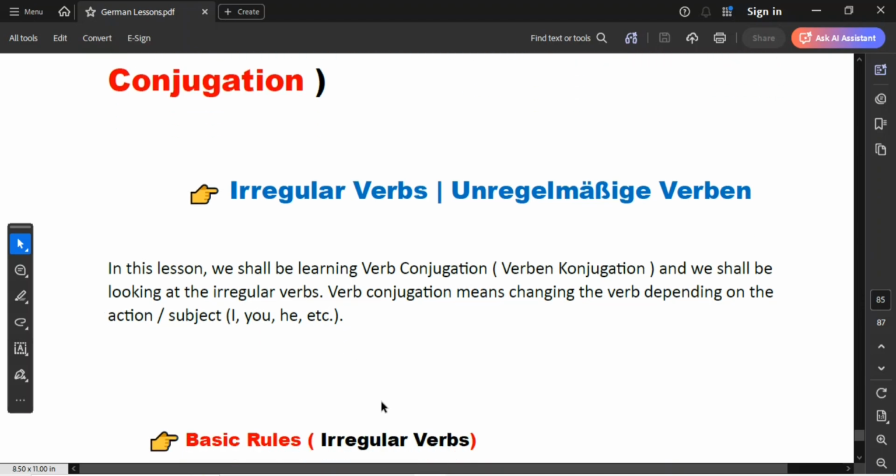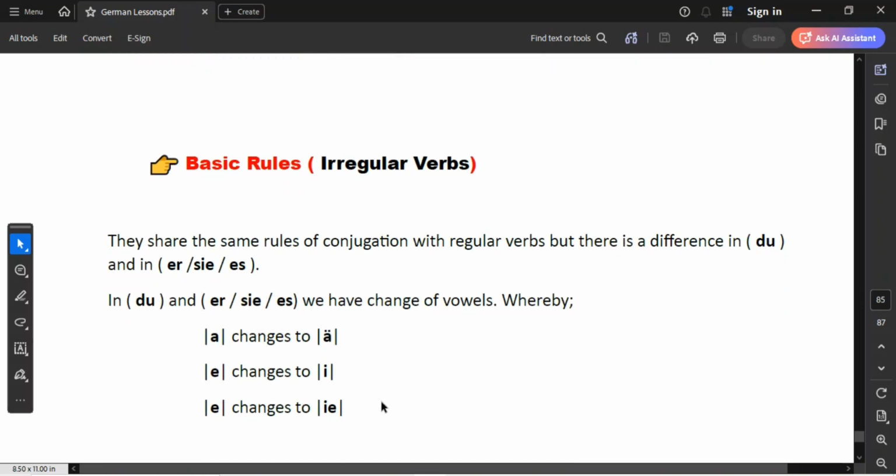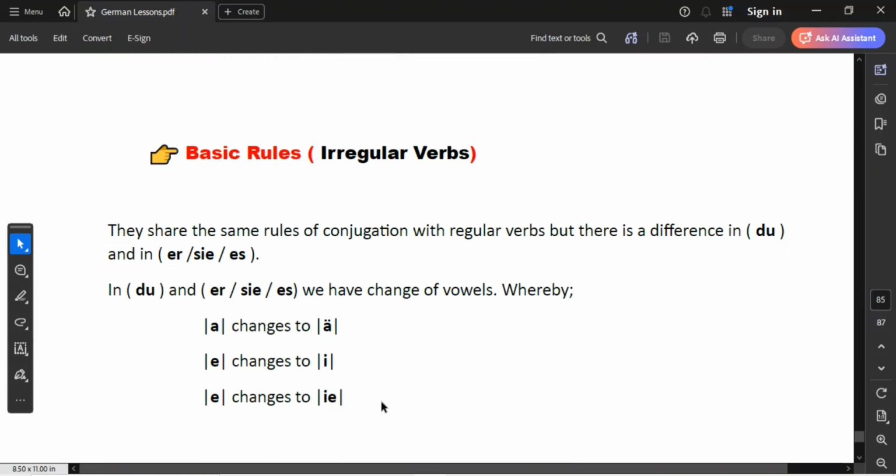Now I want us to go ahead and look at basic rules when it comes to irregular verbs. They share the same rules of conjugation with regular verbs, but there is a difference in du and er/sie/es.